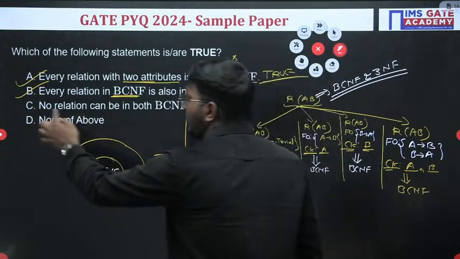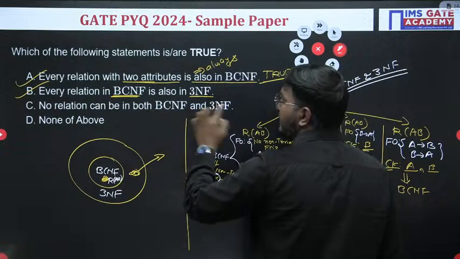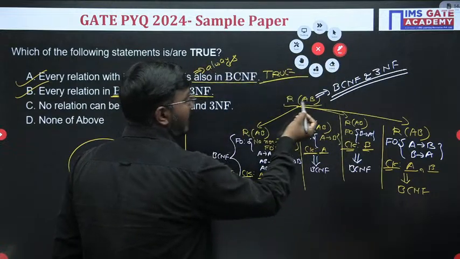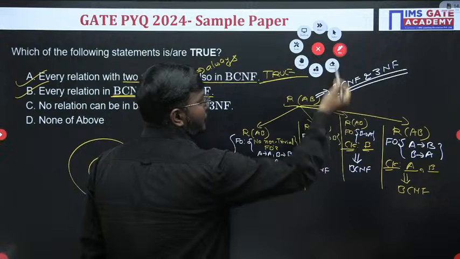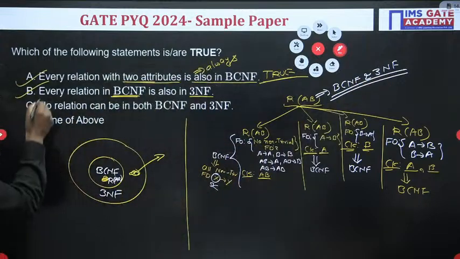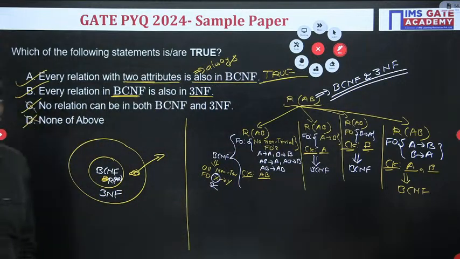Now here it says no relations can be both in BCNF and 3NF. No. See the example: relation R having attributes A and B is in BCNF and also in 3NF. It means option C is incorrect and D is also incorrect. Means A and B are right.